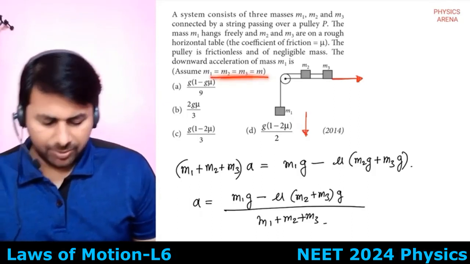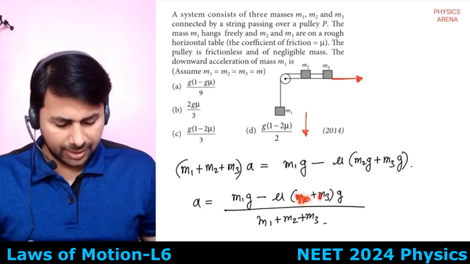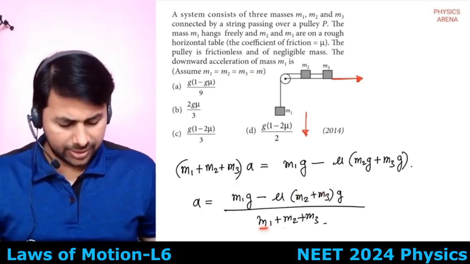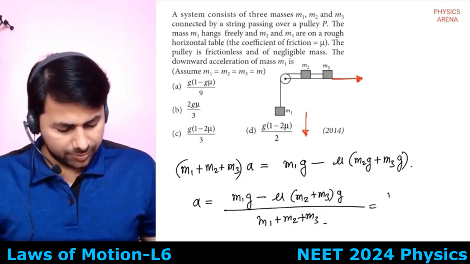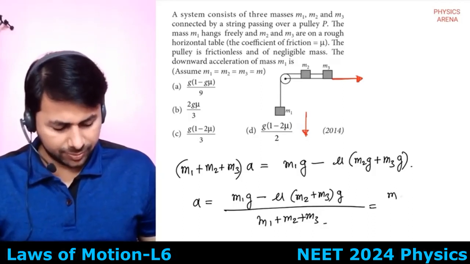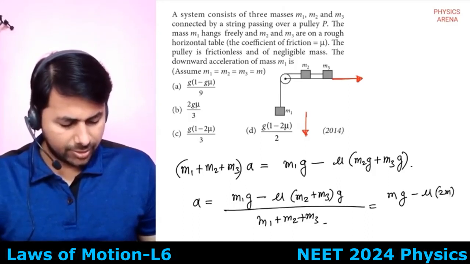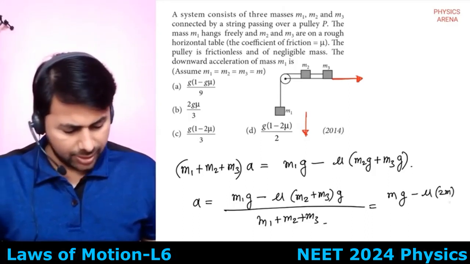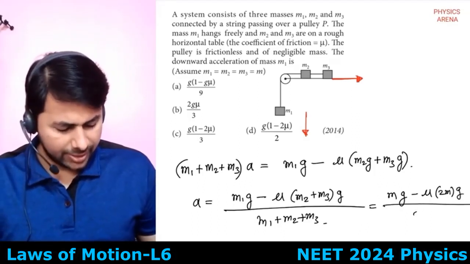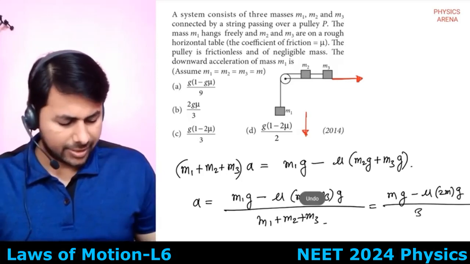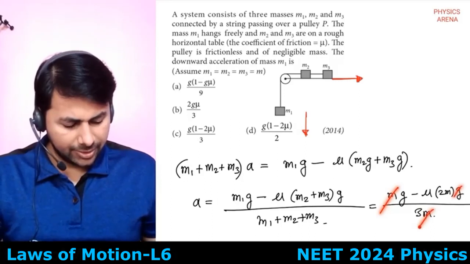Then it's given that m1, m2, m3 are equal. So this is m plus m, 2m we can say, and this is m plus m plus m, 3m. So it is equal to m into g minus mu multiplied by 2m into g. Okay, let's keep it as it is, divided by 3m. So then you can take m common and cancel it out.